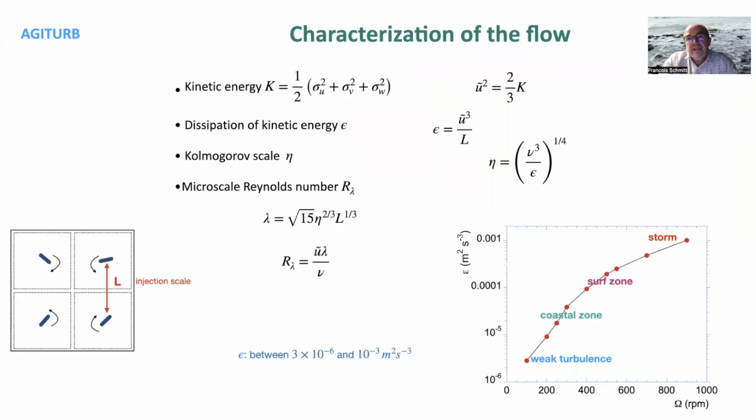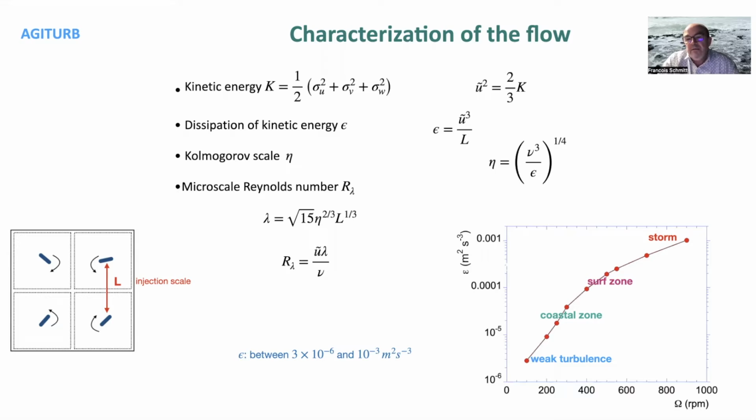We have also other characteristics of the flow. We have the kinetic energy, which can be computed using the mean velocity. We have the dissipation of kinetic energy, which is built using this mean velocity and also a scale L. This scale, capital L, is the distance between two agitators, and it's in fact the injection scale of the system. We can also build the Kolmogorov scale, which is the small scale of turbulence. Below the Kolmogorov scale, you have no more turbulence, and above it, you have the turbulence regime. And we can also build the microscale Reynolds number, R lambda, which characterizes the flow.